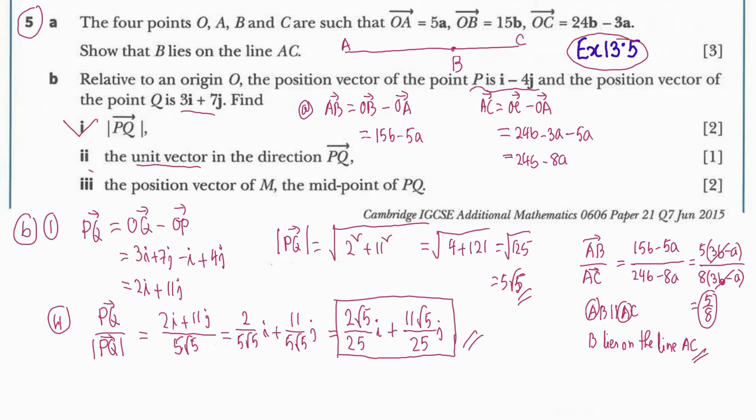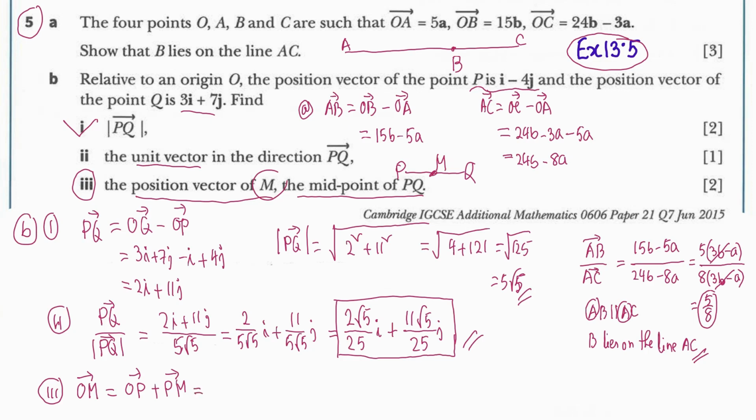Now the last question on this stage, question number 3, which asks for the position vector of M, the midpoint of PQ. How do we do that? The position vector of M means they are asking us to find OM. We can reach it like OP plus PM, and M is the midpoint of PQ. Say P is here, Q is here, and M is in the middle. So we go from O to P, then PM. We already have the OP vector, which is i minus 4j. Then PM is half of PQ.